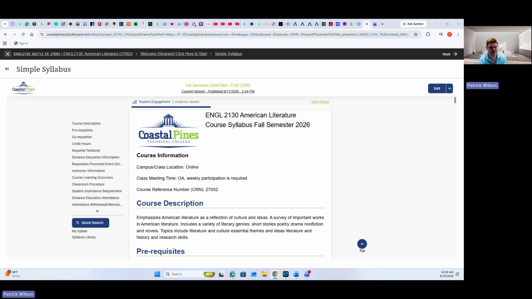So the course description emphasizes American literature as a reflection of cultural and ideas. A survey of important works in American literature includes a variety of literary genres: short stories, poems, drama, nonfiction, and novels. We're going to look at some novels, maybe possibly some novellas, or at least sections on some of them. Topics include literature and culture, essential themes and ideas, literature and history, and research skills.